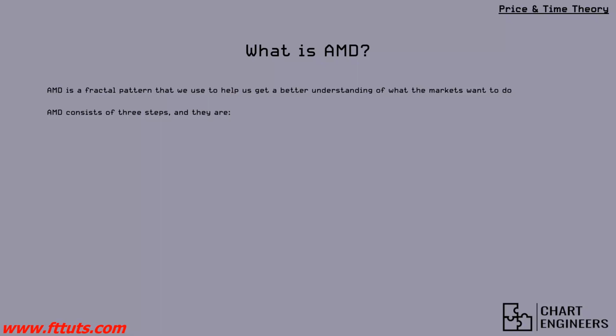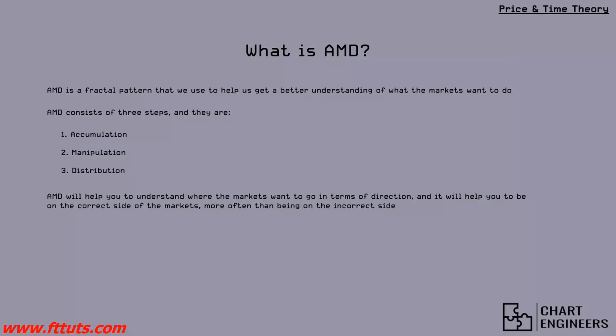So AMD consists of three steps, and they are accumulation, manipulation, and distribution. And by the end of this video, you should have a good understanding of what AMD is and how to identify and trade them. The AMD fractal will help give you a better understanding of where the market wants to go in terms of direction. So this will allow you to be on the correct side of the markets more often than being on the incorrect side. So now let's move on to the first step of AMD, which is accumulation.